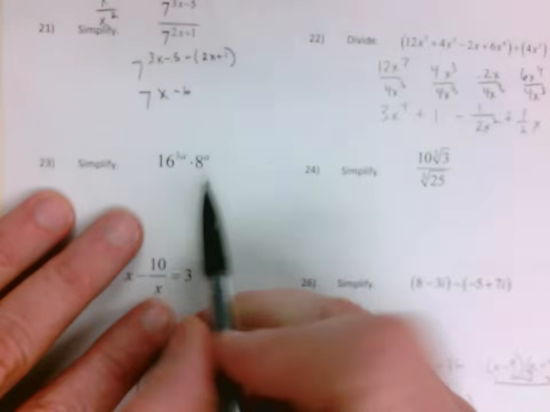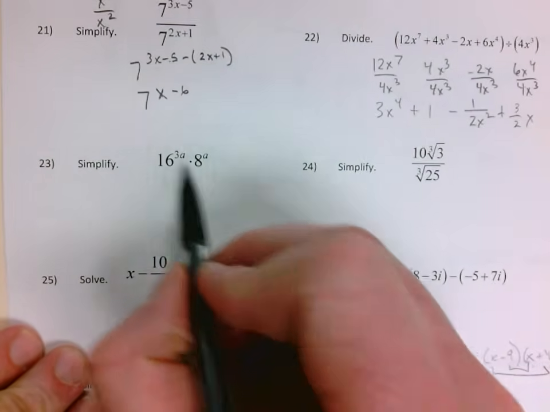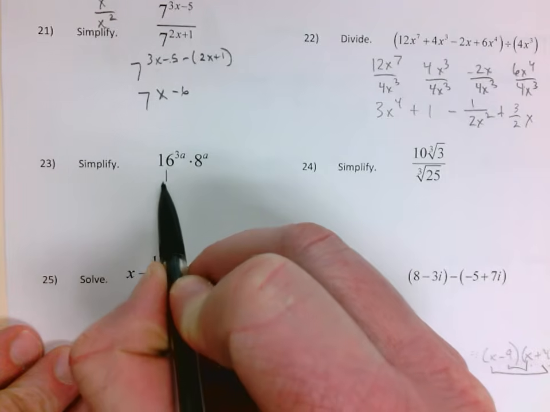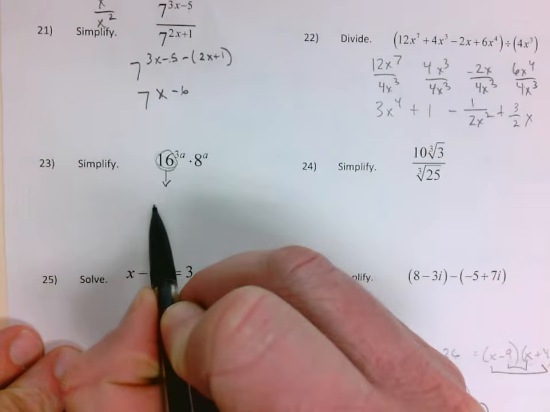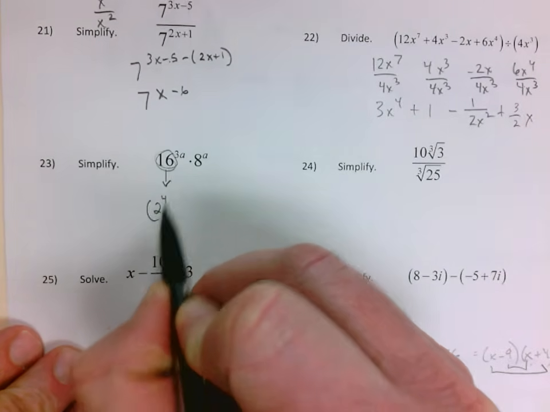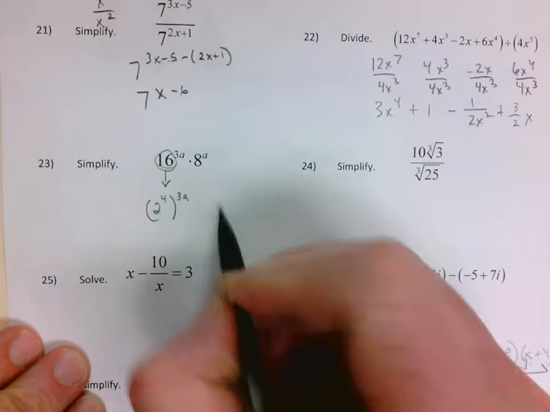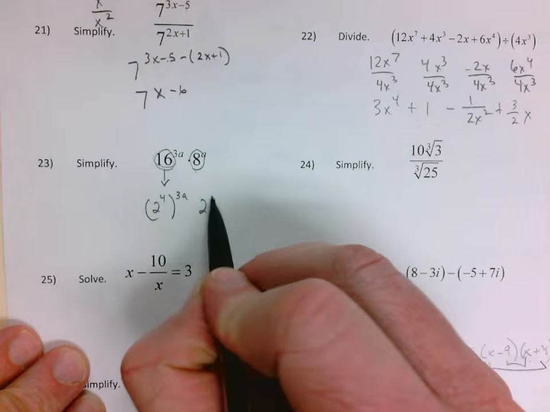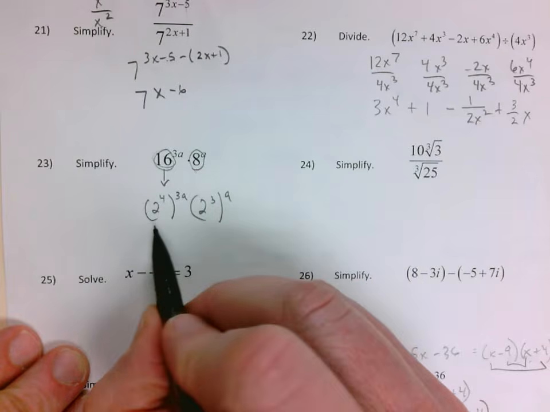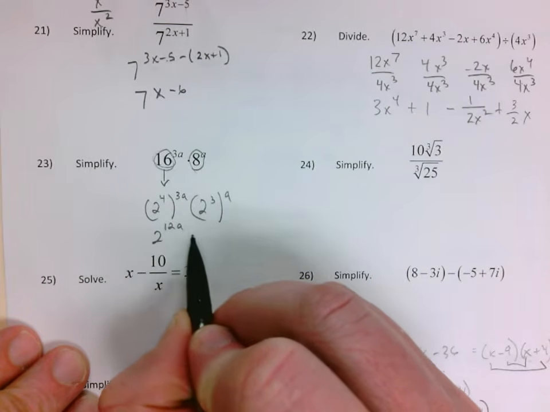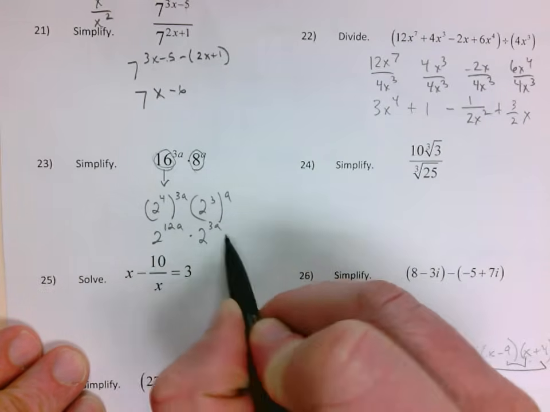Anytime you have exponentials that are not the same base, you want to try to write them as the same base. So I can write this as a power of 2, 2 to the 4th raised to the 3a, and then this is 2 to the 3rd raised to the a. 2 to the 12a, 2 to the 3a.